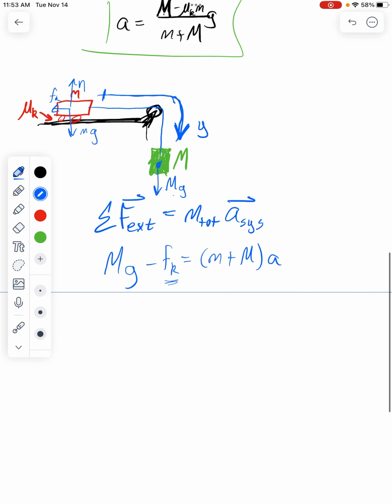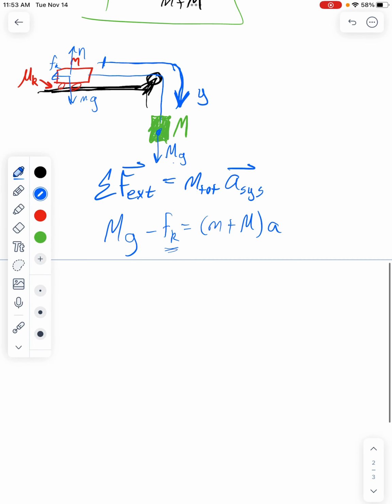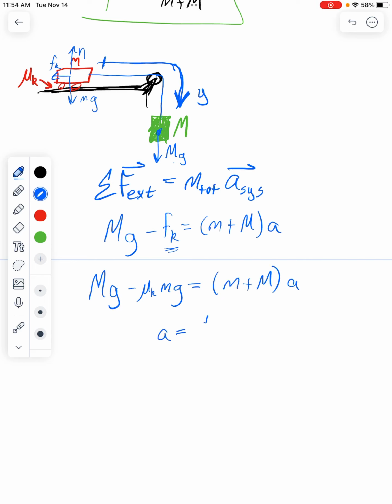Now the one thing that we need to refer to is the forces just on little m individually, because we need to figure out the magnitude of fk. We did already do that work up here. And so big M little g minus mu k little mg is equal to the total mass times A. And there we go. We divide it, we're done. We did it. Go us.